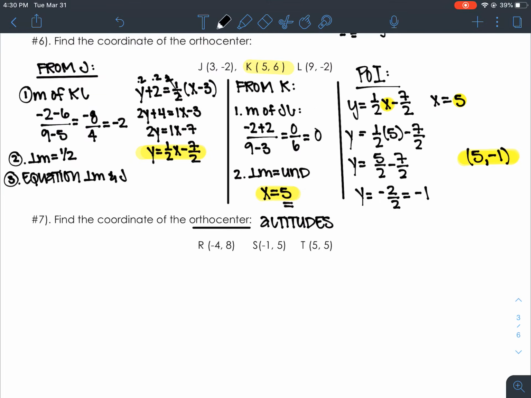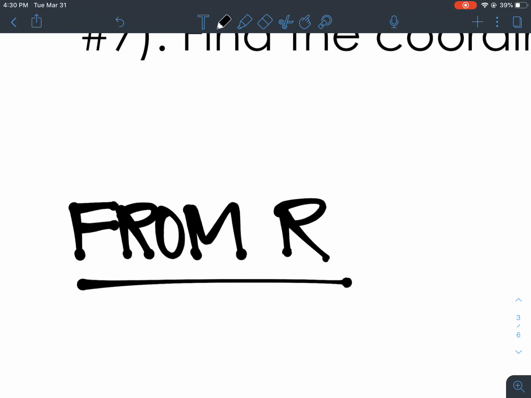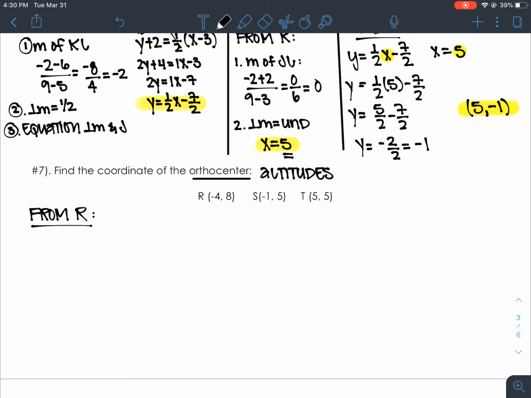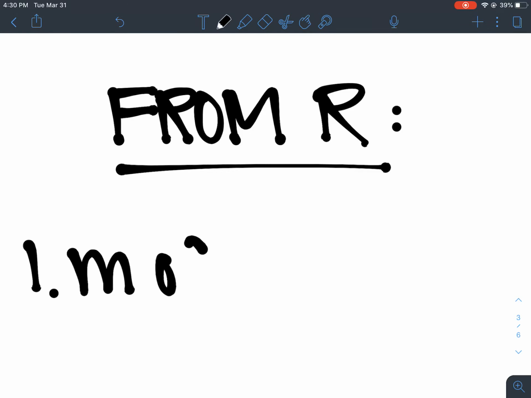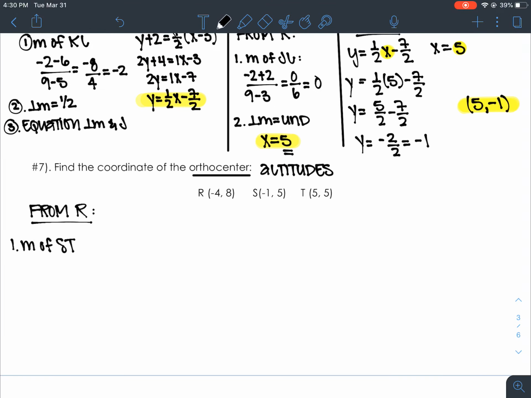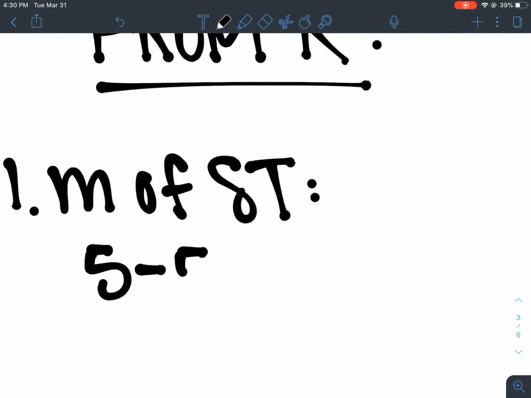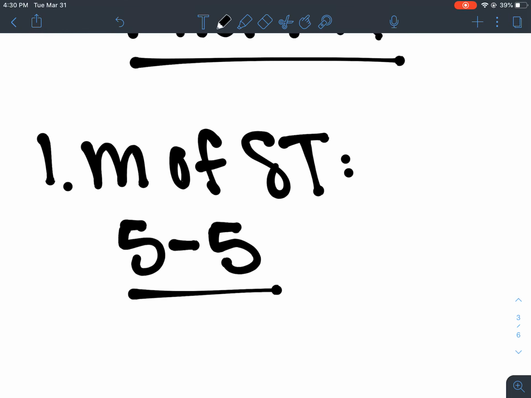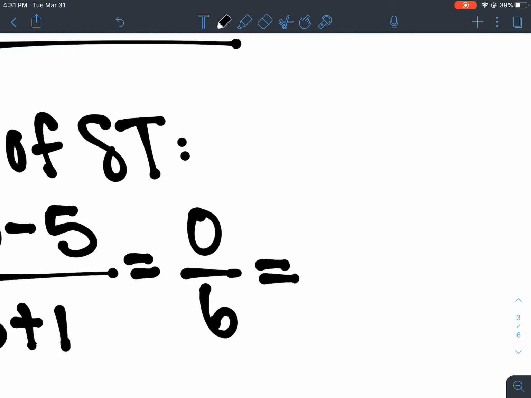So what I'm going to do is start from R, and find that altitude. If I'm coming from R, it means that it has to be the perpendicular segment that is coming from R and intersects the opposite side. The opposite side is going to be ST. So my first step is I need to find the slope of ST. For my slope of ST, I'm going to get 5 minus 5 all over 5 plus 1, which gives me 0 over 6, which means my slope is 0.